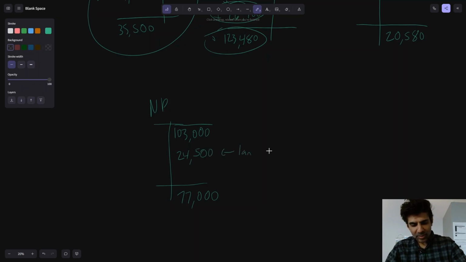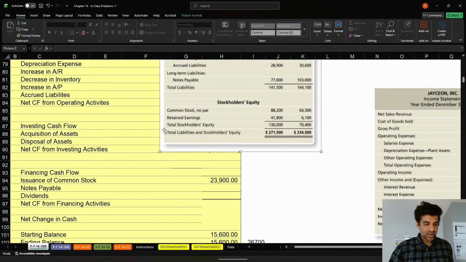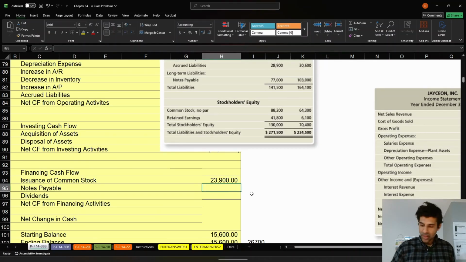Okay, so now we have to basically solve for this missing debit, which is a payment of notes payable, 50,500. So you should be able to do this plus this minus 50,500 is 77,000. This was a decrease in cash. We're paying off 50,500 worth of notes payable.